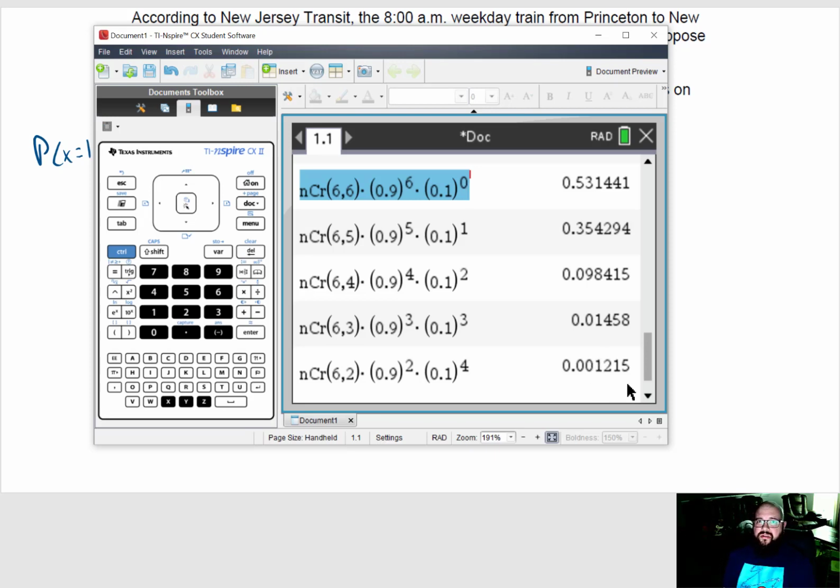So that should make a little bit of sense, right? The train saying it's going to arrive 90% of the time on time. So it wouldn't make sense if that was a big number as far as your probability of only getting 2 out of the 6 days. It looks very promising for 6 out of the 6 days, 53% of the time, that's going to happen. So let's make a histogram and see how this would look using that data there.